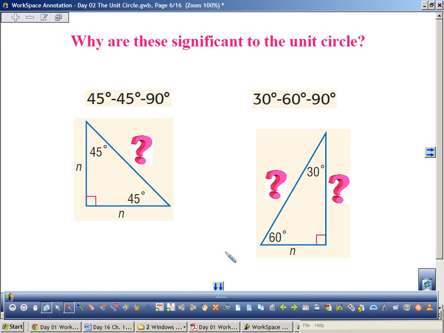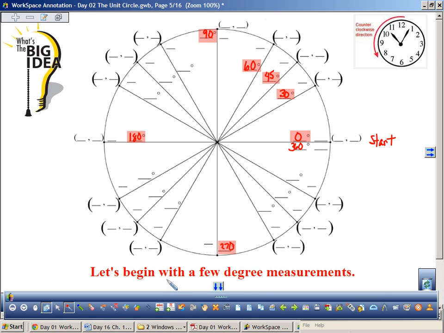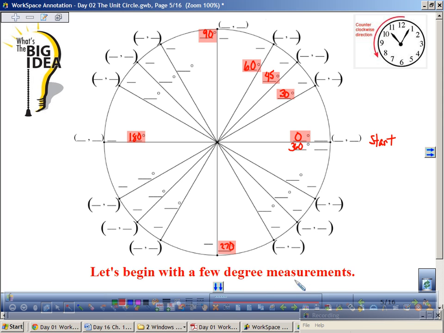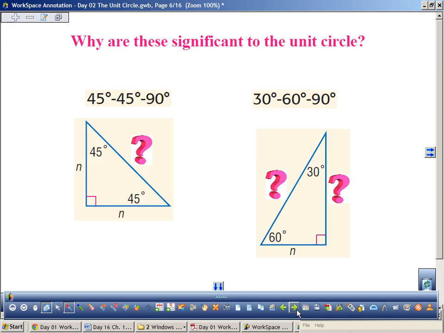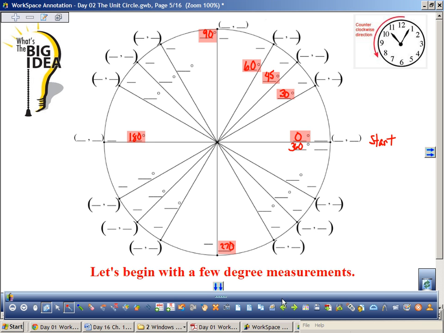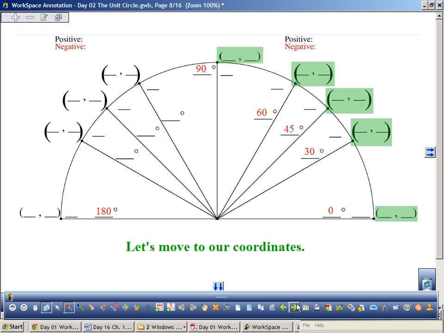Fantastic. Why are these significant to the unit circle? What do you think? Ryan. I feel like the theory behind how they're trying to make up the angles that make it 360. You're almost there. You see this? 30 degrees? Check this out. Give me a second.